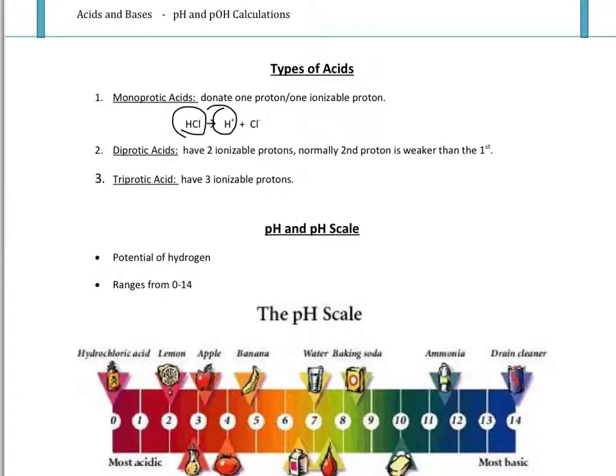Diprotic acids have two ionizable protons, meaning it has two hydrogens that it can give away. An example of that would be H2SO4. Lastly, triprotic acids have three ionizable protons. An example of this would be H3PO4. This would be a multiple choice question on the exam.